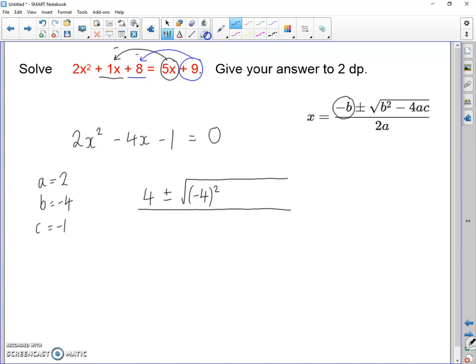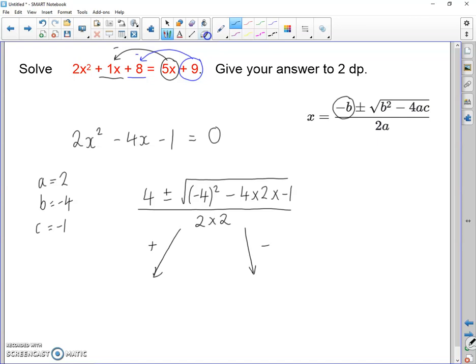So we've done our b squared. Take away 4 times 2 times minus 1. And again, if you forget the minus, it might not work. So you've got to be really careful with your minuses in the quadratic formula. On the bottom, 2a is 2 times 2. If you want to pause the video and try it yourselves before I put the answers up.